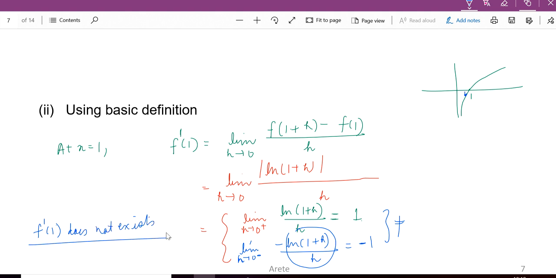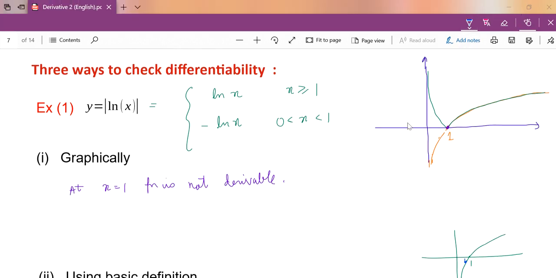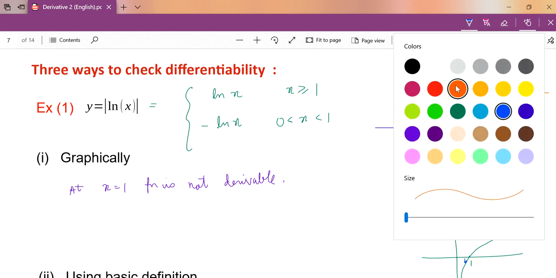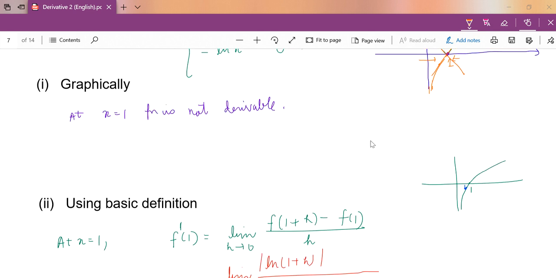right? Same thing, we have answered the same question. So it doesn't exist, we knew that earlier also, but now we have some more information. What more information? If you are approaching 1 from this side, your slope is positive 1, and if you are approaching 1 from this side, your slope is negative 1. Of course the slopes are not the same, so your function is not derivable.